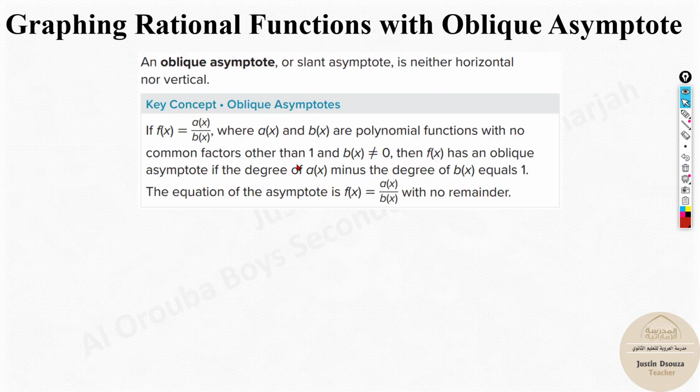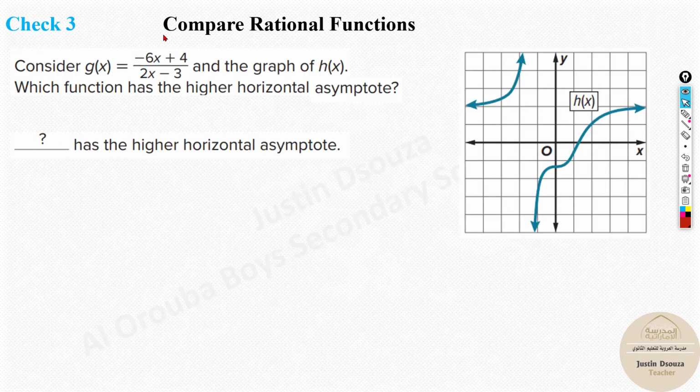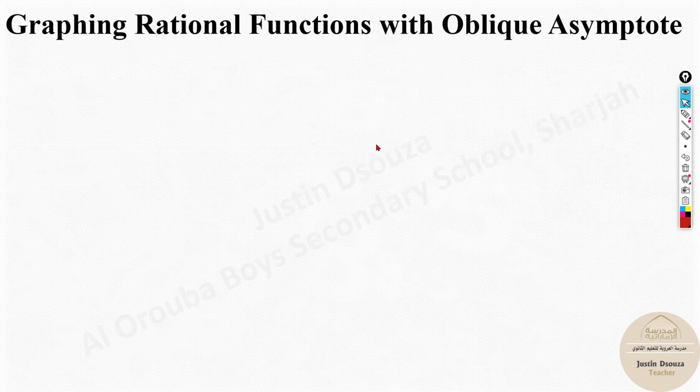Now what we did was mainly horizontal and vertical asymptotes. This is how normally we graph rational functions. This is basic rational functions.